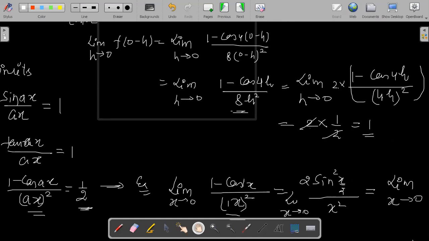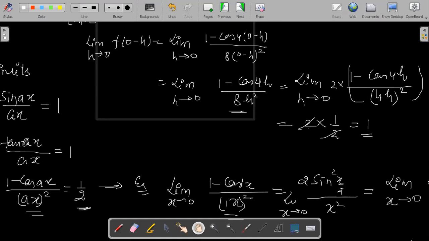But 8 cannot be written as the whole square of a 4. So I have to convert this expression by multiplying by 2 and dividing by 2. So this 2 into 8 will convert this denominator into 16h square, and that 16h square I can write as 4h whole square. And the numerator's 2 will be as it is.